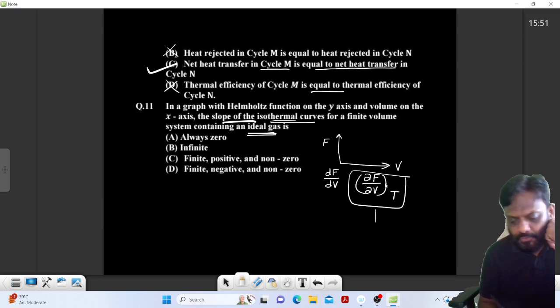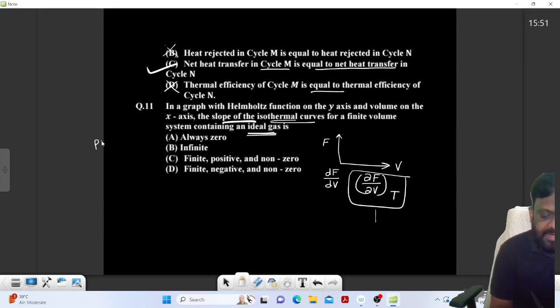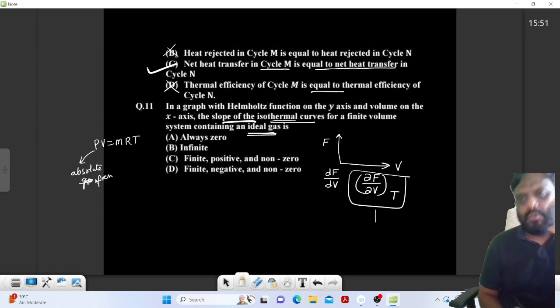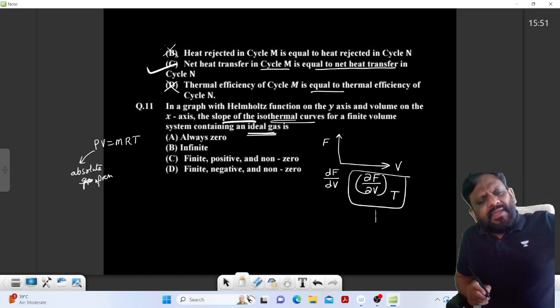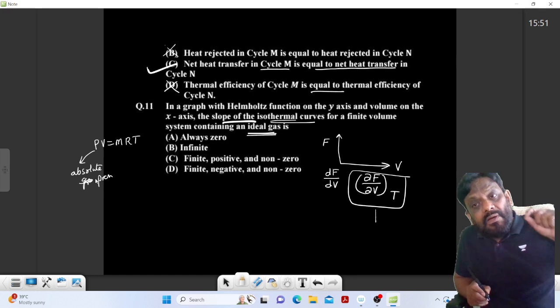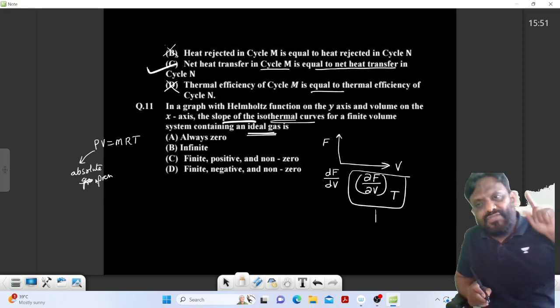देखते हैं सर. सुनो. Ideal gas. For an ideal gas, I can write PV is mRT. Very good, sir. And can anyone tell what is P? Everyone knows. For an ideal gas, P is always absolute pressure. And everyone knows absolute pressure is always positive. There can be positive gauge pressure, there can be negative gauge pressure, but there cannot be negative absolute pressure.